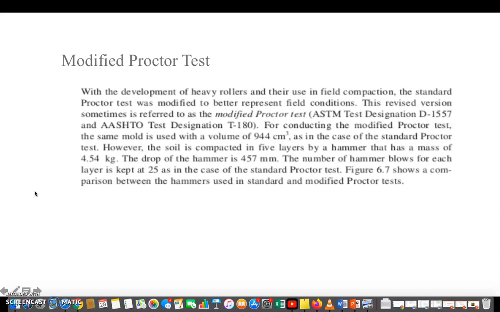We're going to show a video on how the standard Proctor test is being conducted. And of course, if there is a laboratory compaction, there is a field compaction. So we're going to have footage on how it is being done in the field compaction, which is being done before the construction of any structure. And of course, we have some special compaction techniques, which are basically being done to enhance the quality of the soil before constructing a certain structure.